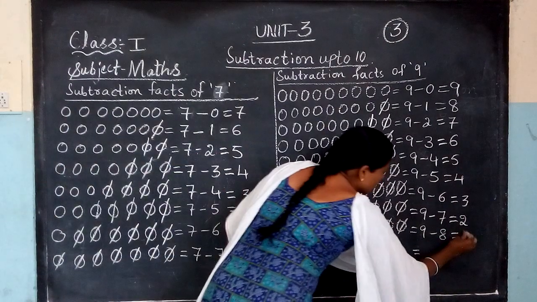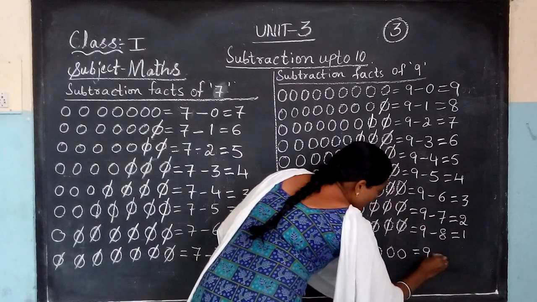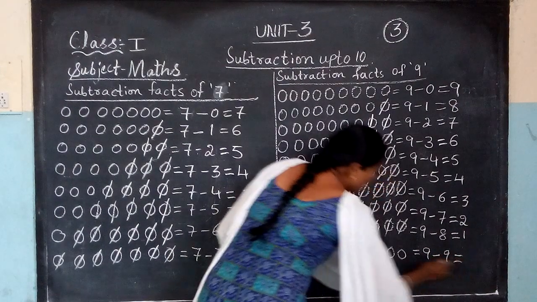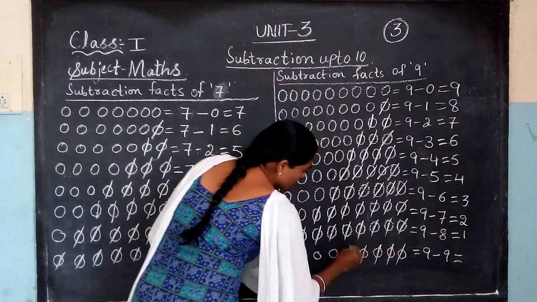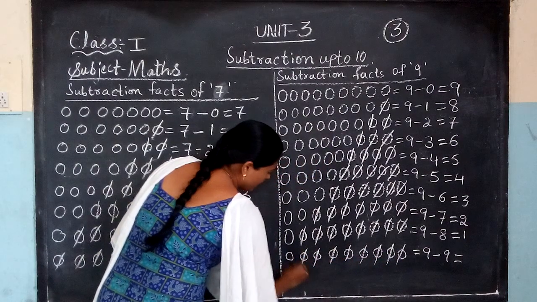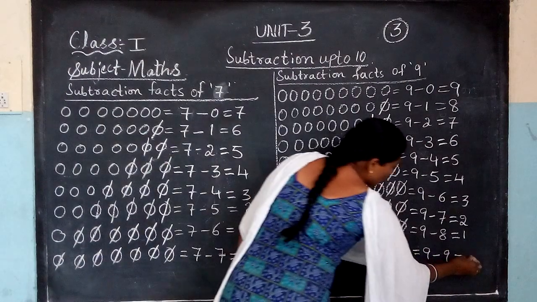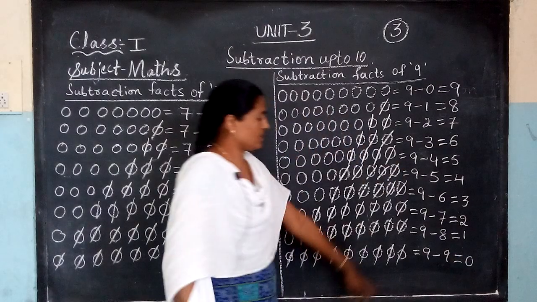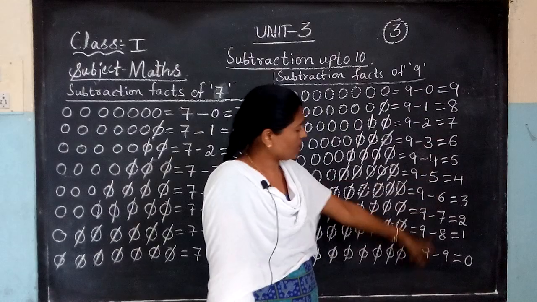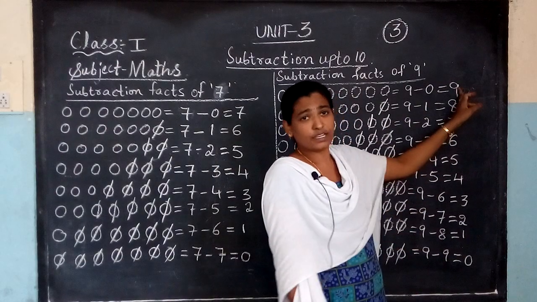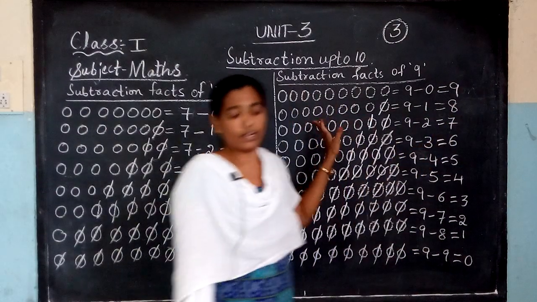1. Here 9 minus 9 means you have to cut off all 9. 1, 2, 3, 4, 5, 6, 7, 8, 9. 9 minus 9, what is this, children? 0. Yes, here also the second line is ascending order and the next one is decreasing order. Yes, I think you understood.